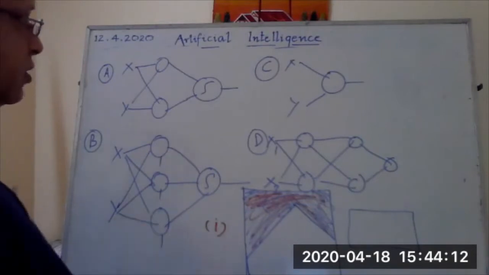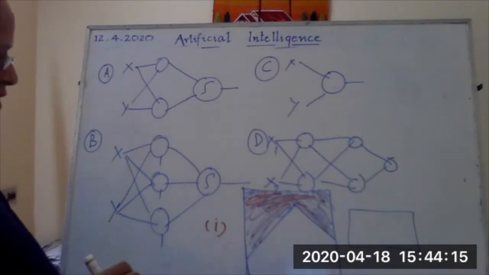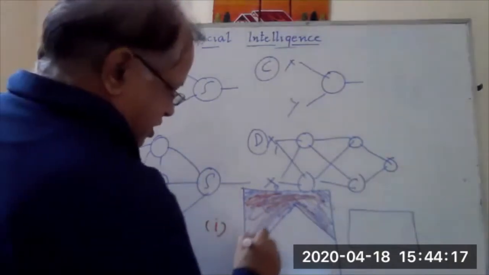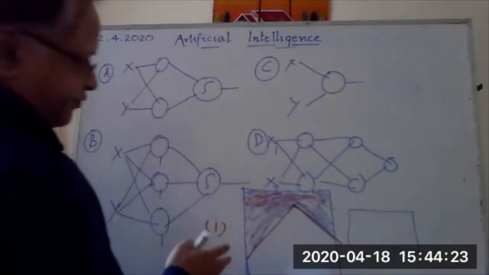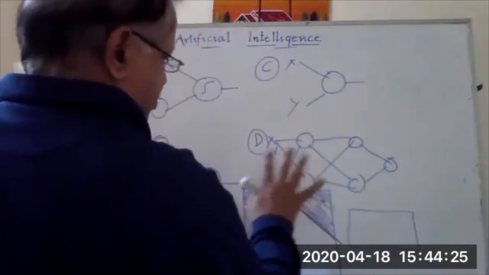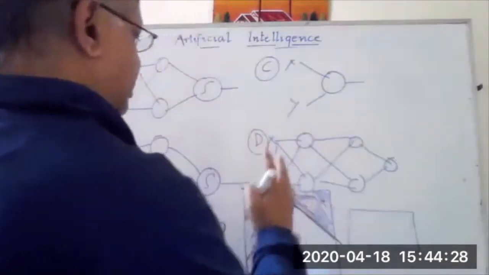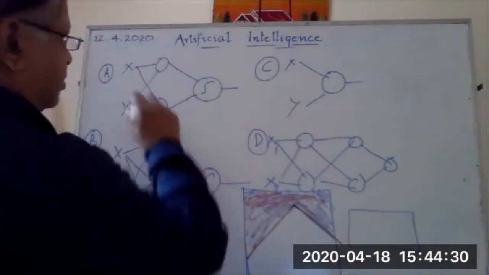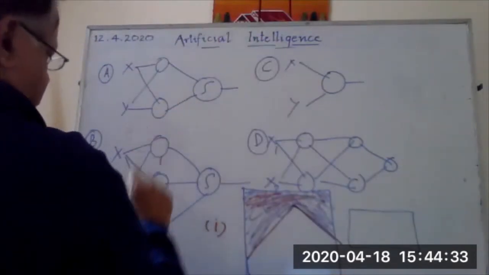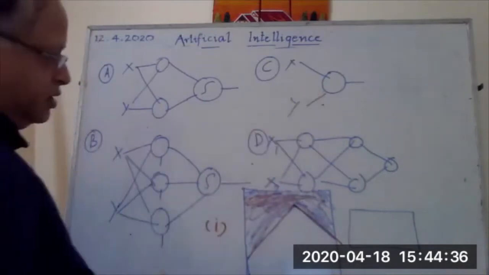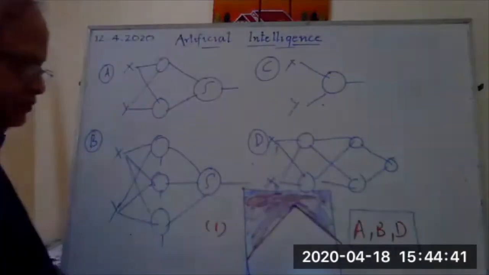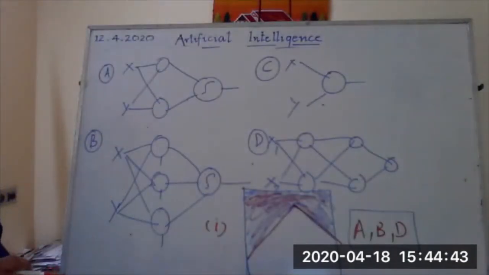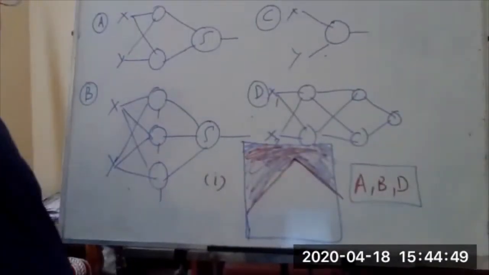Okay, welcome back. If that is the case, there are two lines that have to intersect. That means there has to be some kind of neuron which goes and identifies that, and this neuron identifies and mixes them. The mixer is there in A, B, and D, but not in C. So the answer could be A, B, and D.